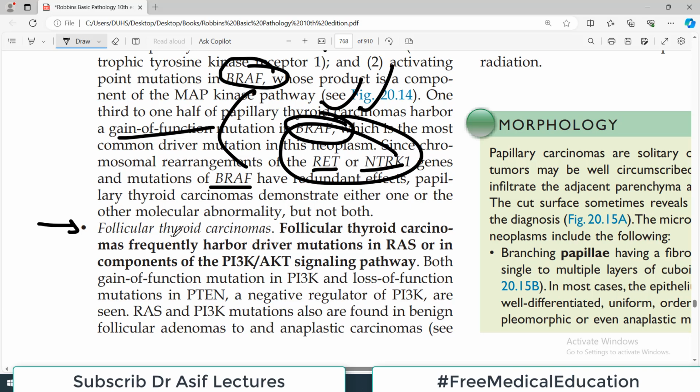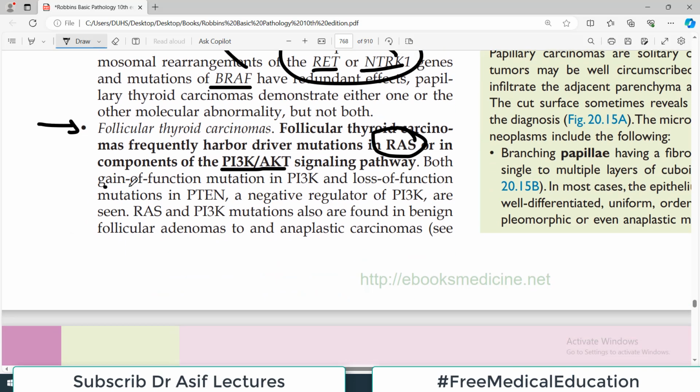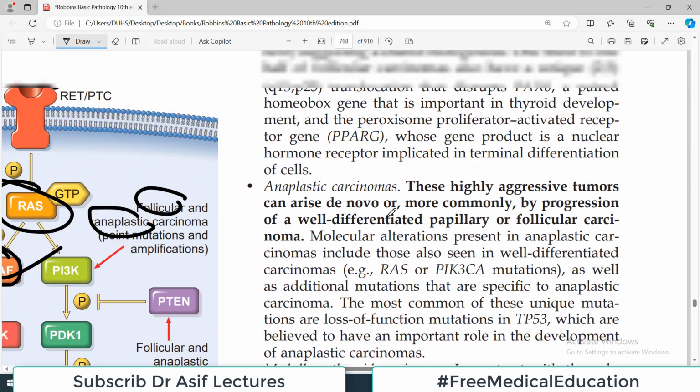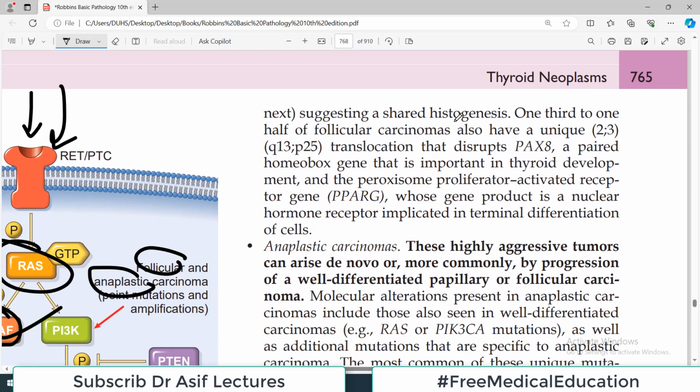So follicular carcinomas frequently harbor driver mutations in RAS or in components of PI3K or AKT signaling pathway, and they are both gain of function mutations in PI3K and loss of function in PTEN. So I mean there is more detail for you to remember. Okay, RAS and PI3K के mutations are found in benign follicular adenomas as well, if you remember my video on adenoma, and they are also seen in anaplastic cancers, suggesting a shared histogenesis.